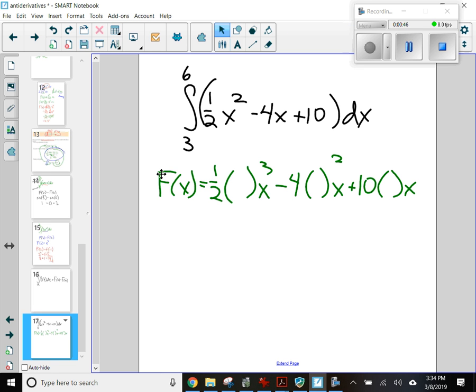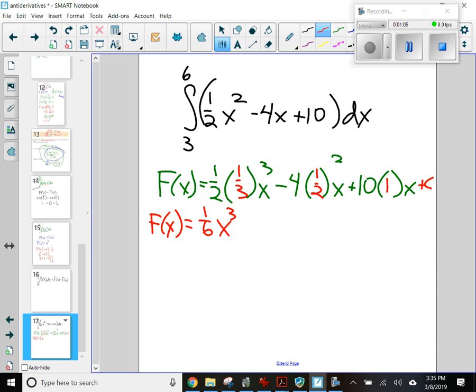So we have 1/3, 1/2, and 1, plus c. So big F of x is equal to 1/6 x cubed minus 2x squared plus 10x. And since I'm going to evaluate it, I'm going to leave off the plus c.